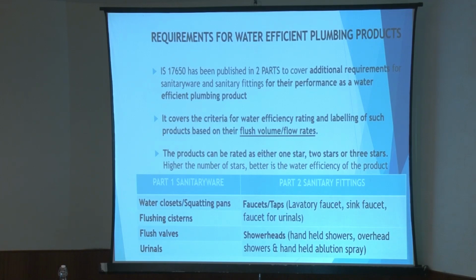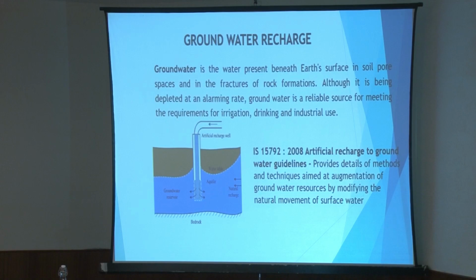So this standard is there. Then this another is groundwater recharge. So groundwater is the water present beneath the earth's surface, as you all know. So this is just to give a standardized method, because when we are planning for smart cities, we also need to ensure that the groundwater level is augmented by the rainfall and the rainwater does not go waste.